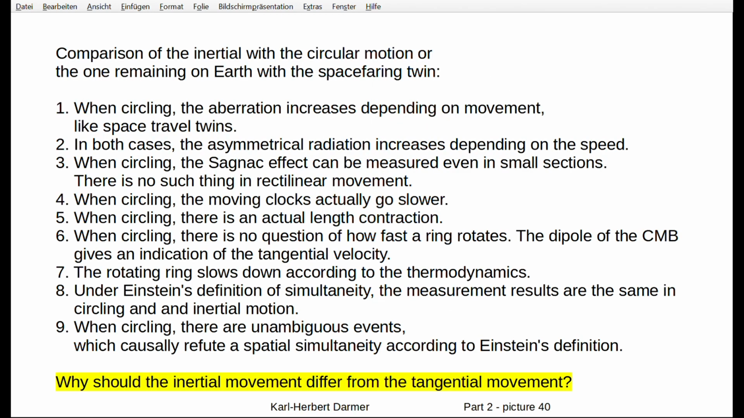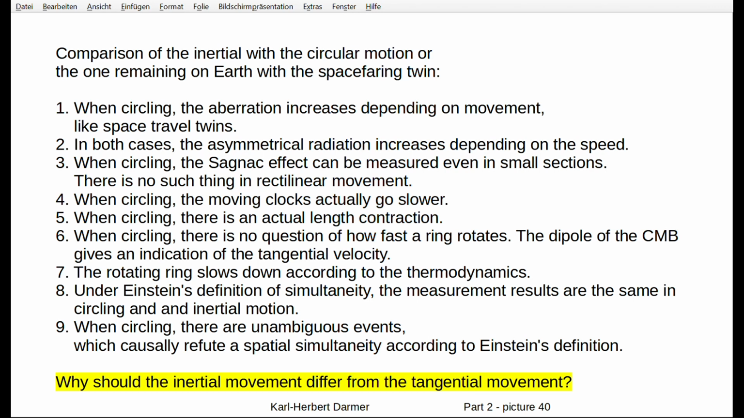In summary, the following statements are made. First, the faster an observer circles with his ring, the more the aberration increases and thus the distorted look of the universe. The same goes for the spacefaring twin. The faster he moves away from the Earth twin, the more the distorted look of the universe increases. Second, the same applies to the asymmetry of the radiation originating from the surrounding universe.